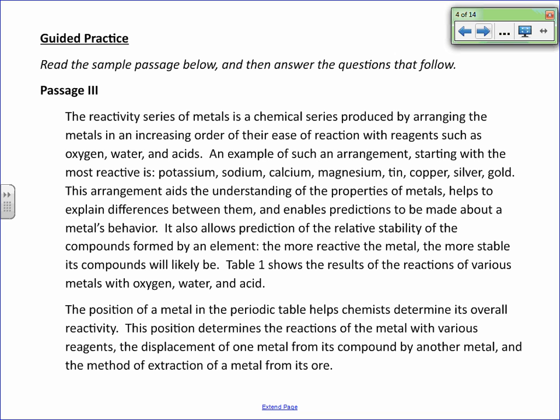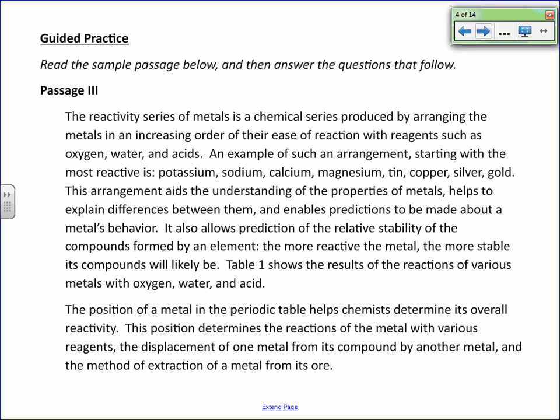All right, let's get started with the passage. The reactivity series of metals is a chemical series produced by arranging the metals in an increasing order of their ease of reaction with reagents such as oxygen, water, and acid. An example of such an arrangement, starting with the most reactive, is potassium, sodium, calcium, magnesium, tin, copper, silver, gold.